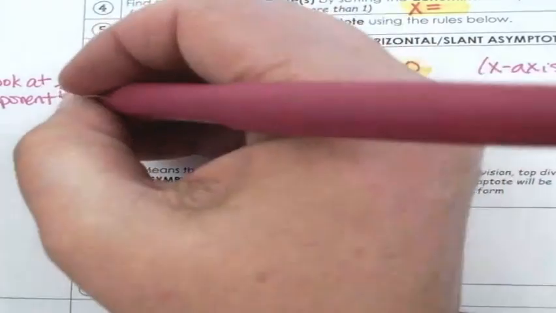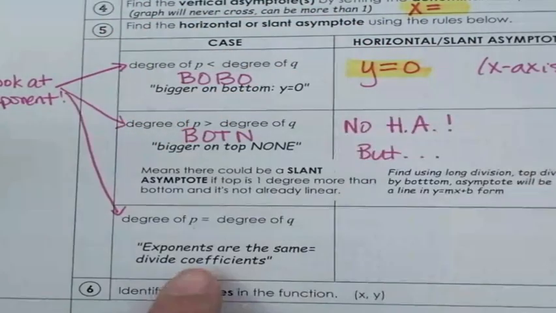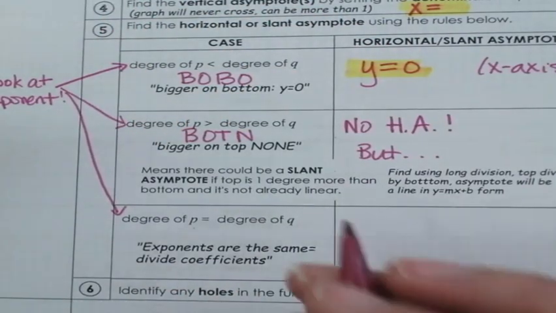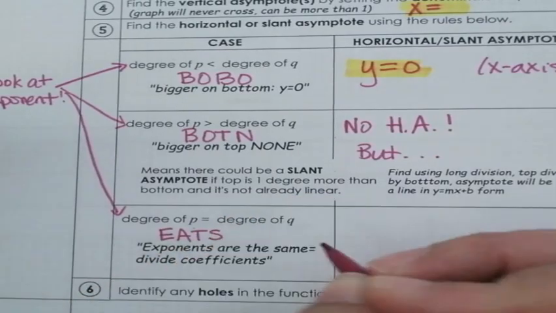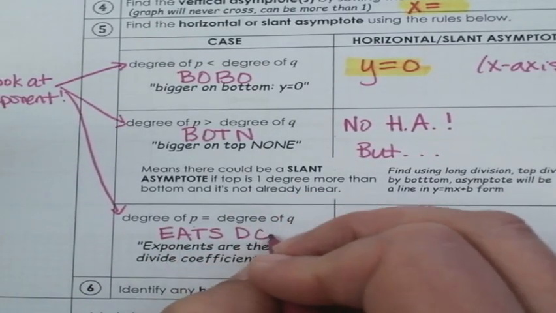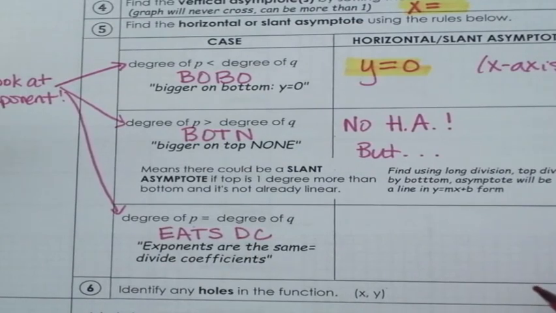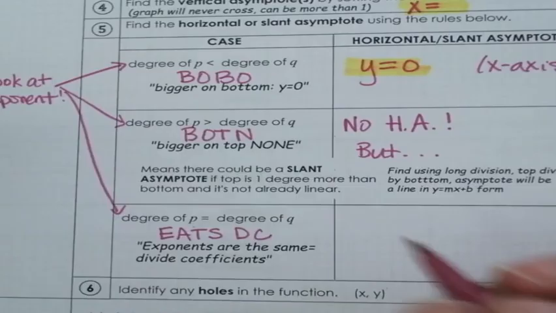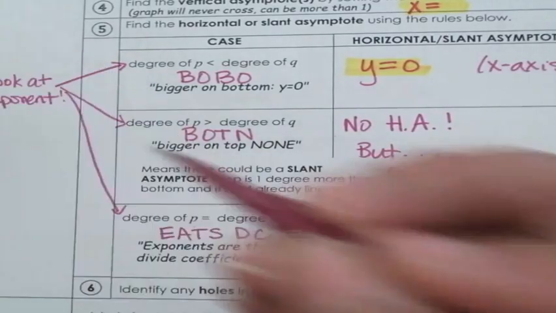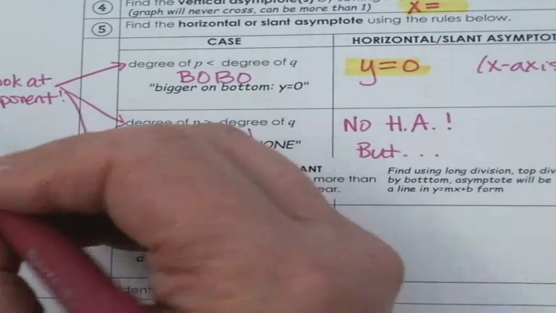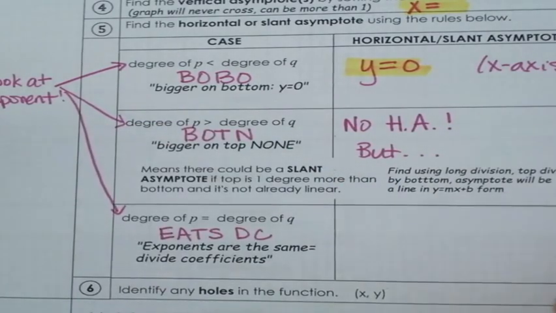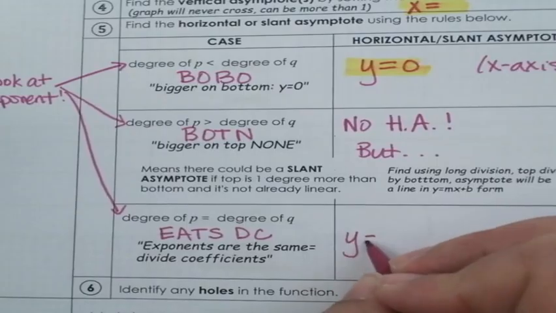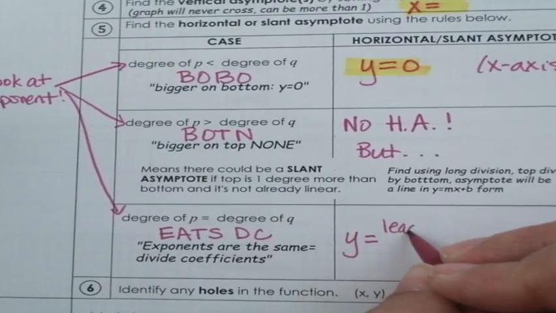Okay? Now, if the degrees are the same, the degree of the top and the degree of the bottom are the same, that's our EATS. Exponents are the same. Divide coefficients. We're going to have to divide the leading coefficients. The leading coefficients are the number out in the front. So for this one, it would be y equals 1 over 1, which is just 1.